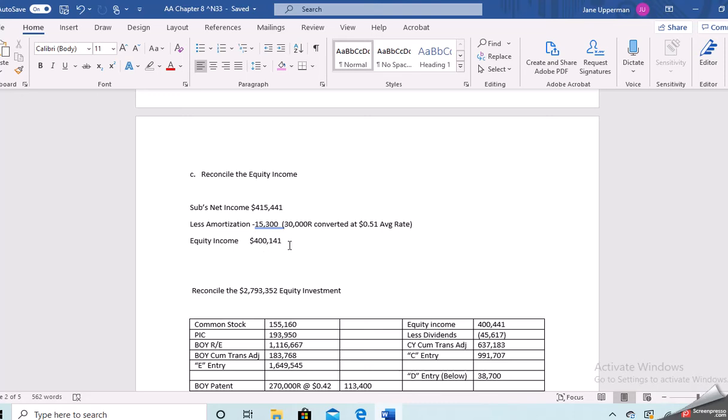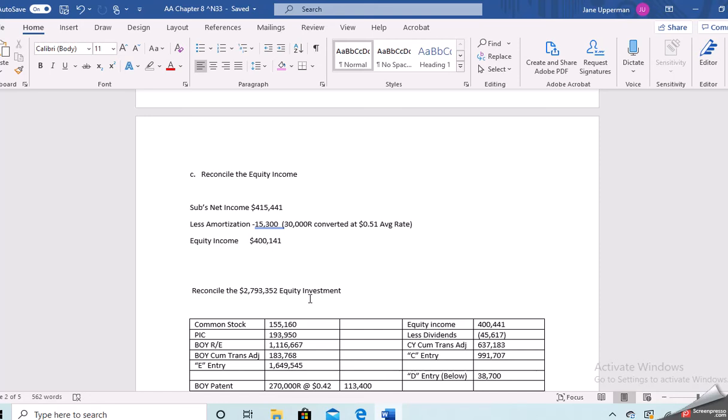So we subtract those out, and that gives us our equity income of $400,141. And then again, that would be what we're tying out to on our statements. So if we were to look over at the parent's statement that they provide us, that is what they show as their equity income, and we double check it and it's correct, so we're good. Then if we look at the parent's balance sheet, they show that there is an equity investment of $2,793,352.